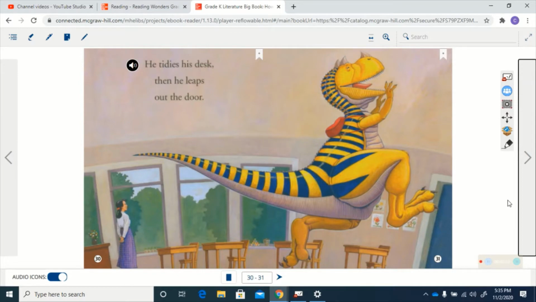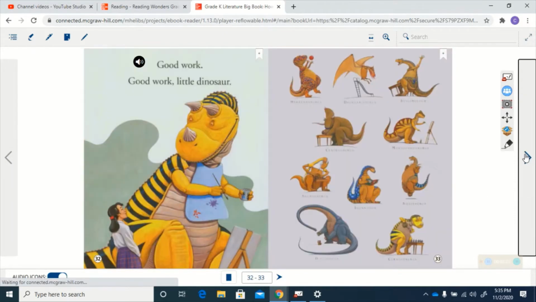Here he is jumping, or leaps is what it says. A leap is a jump. So that is an action word.